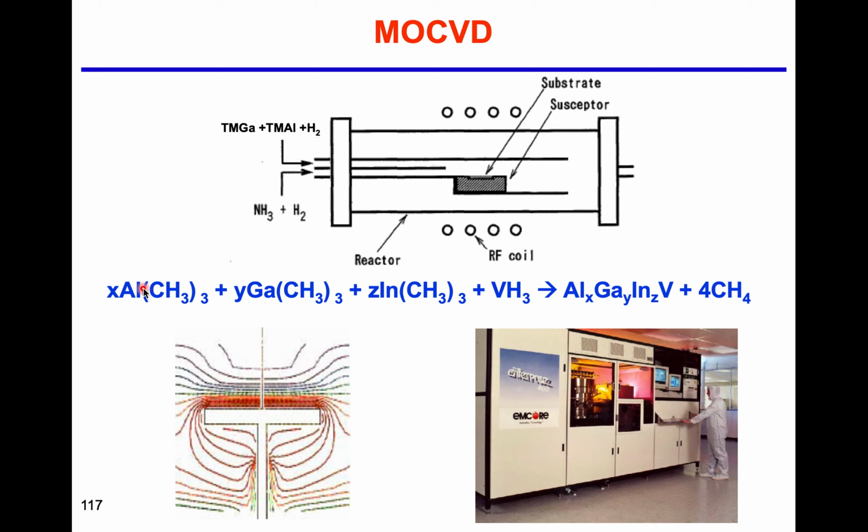And we can have different compositions of X and Y and Z. And V here means the group 5. Group 5 may be the phosphide or the nitride, and we can deposit aluminum gallium indium phosphide or aluminum gallium indium nitride or indium gallium nitride as well on our substrate.